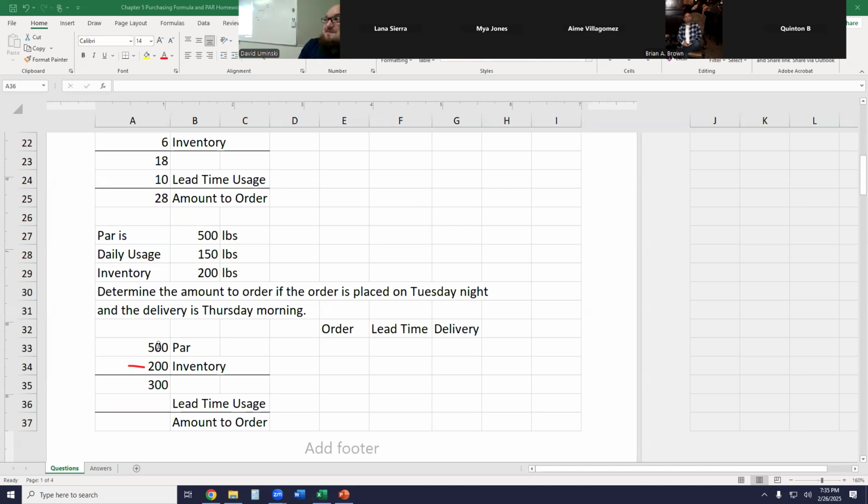Now I have to figure out what my lead time is. When do I place my order? Tuesday night, Tuesday PM. And my delivery is Thursday AM. So we might look at this and say, oh my gosh, I've got 3 days between Tuesday and Thursday of delivery time, right? But in reality, am I gonna have usage on Tuesday? No, because I'm already closed for the day.